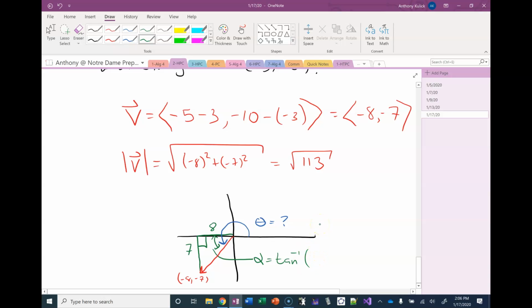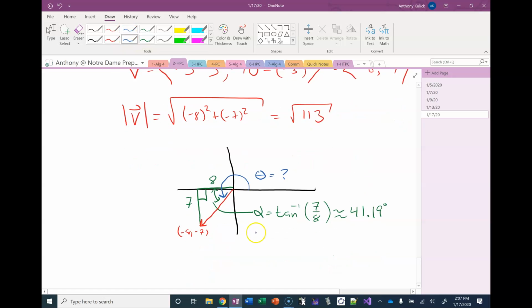So because we're working in a right triangle, I can just use SOHCAHTOA. So this is tan inverse of opposite over adjacent. And when I type that into my calculator, I get about 41.19. Everybody's okay there? So I can use that then to calculate the value for theta, which is going to be 180 plus alpha. So 221.19.